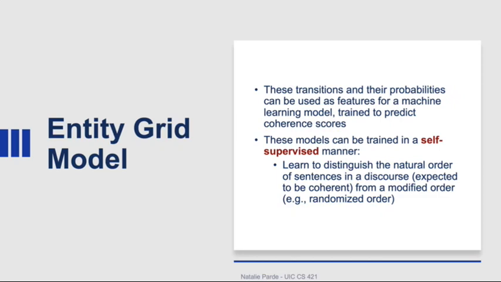We can assume that the sentences in that source are ordered coherently. Then, we can jumble up the sentences and assume that after jumbling them up, they're ordered incoherently. The machine learning model can then learn to distinguish the natural transition patterns from the modified ones, in turn predicting coherence.